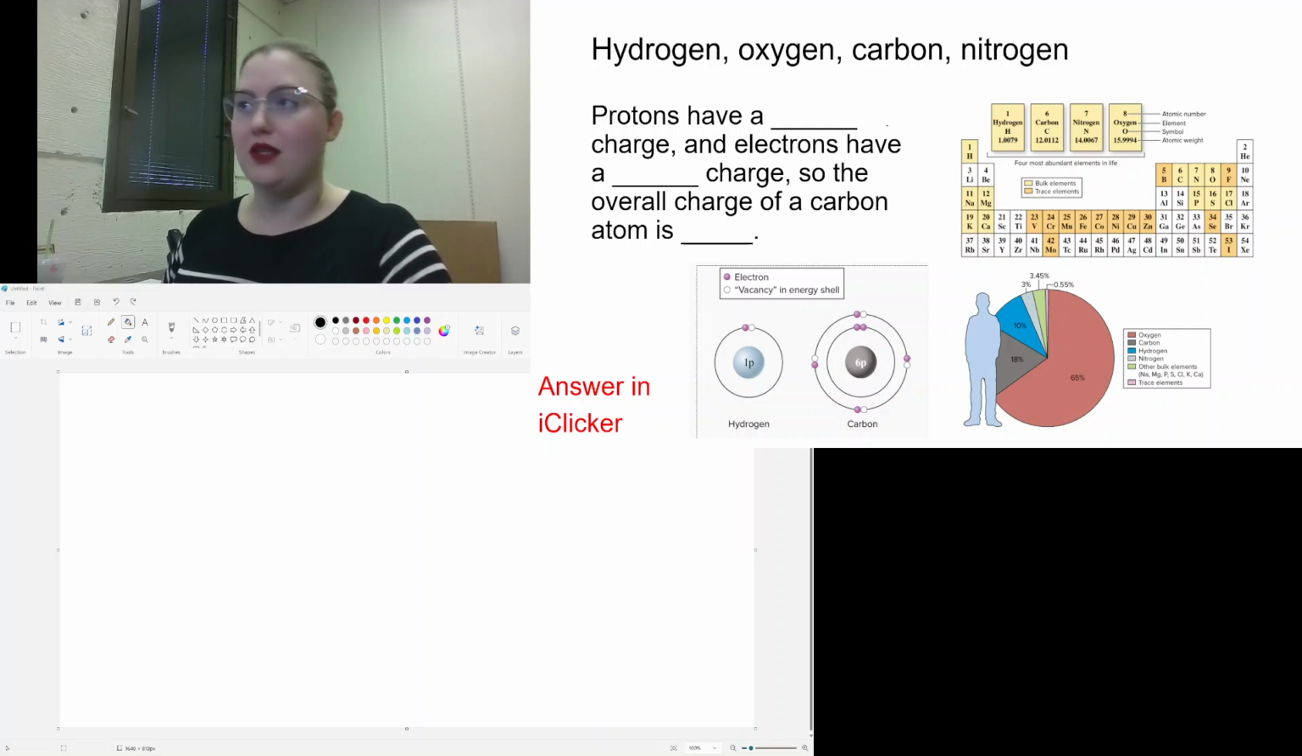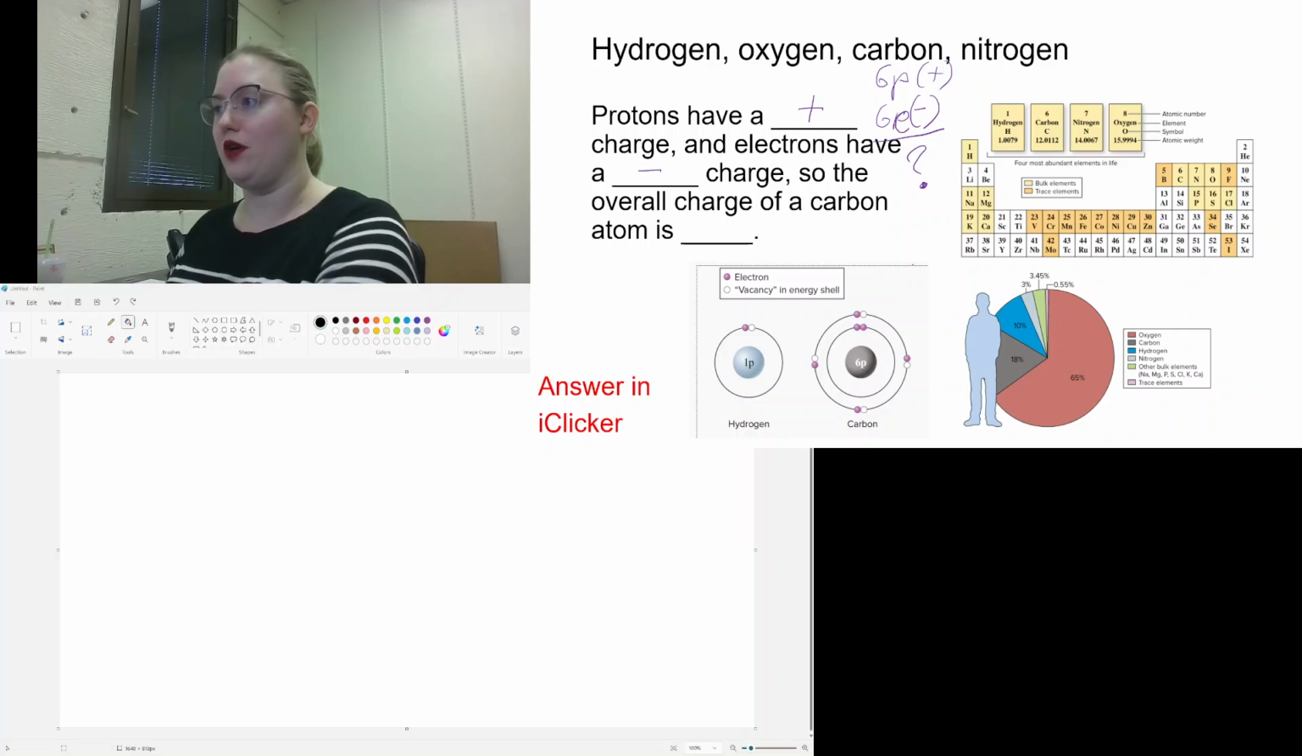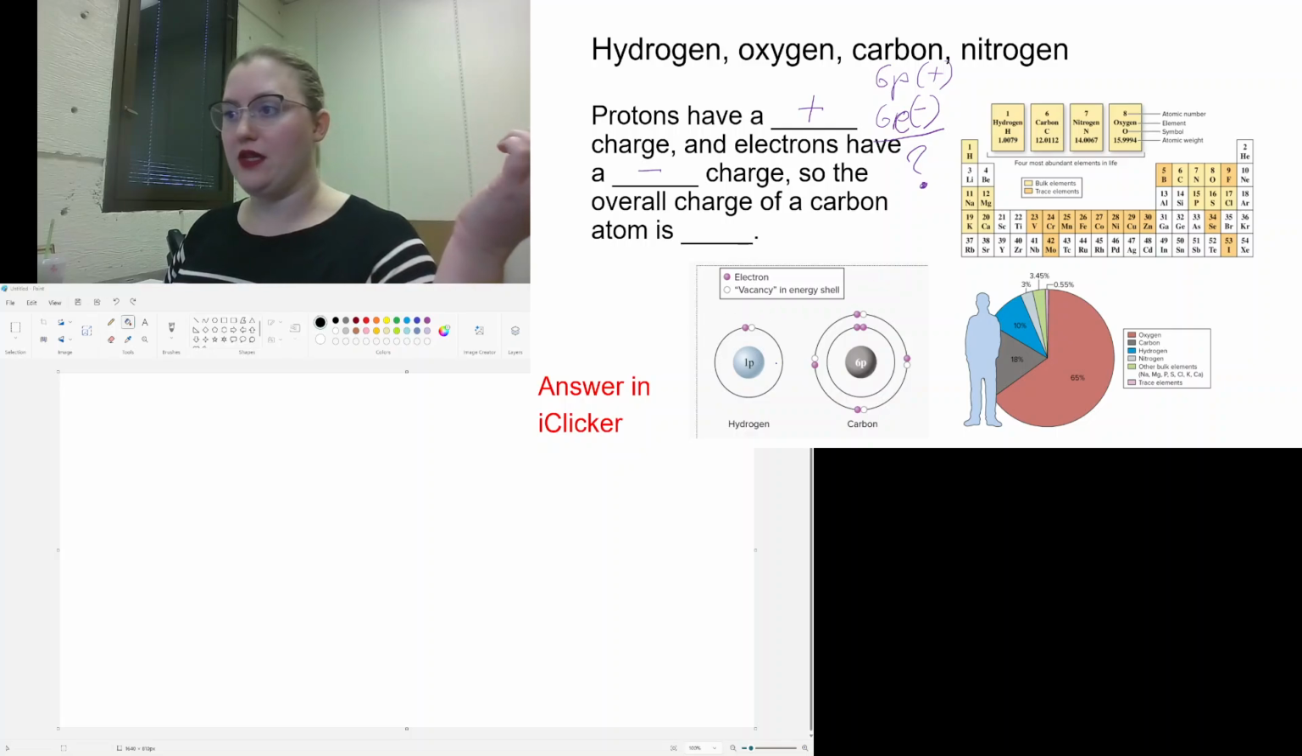Okay, so let's think about this. We know that protons, according to our chart in the last slide, have a positive charge, and electrons then have a negative charge. So if we have 6 protons that are positive and 6 electrons that are negative, what would we end up with? What would be the charge? Okay, so go ahead and answer that if you haven't already, and we'll move on to these things called valencies.